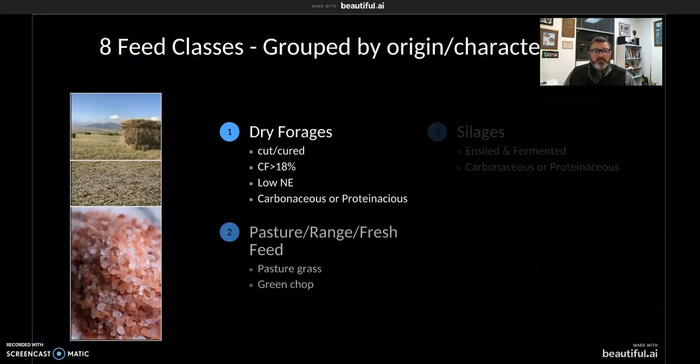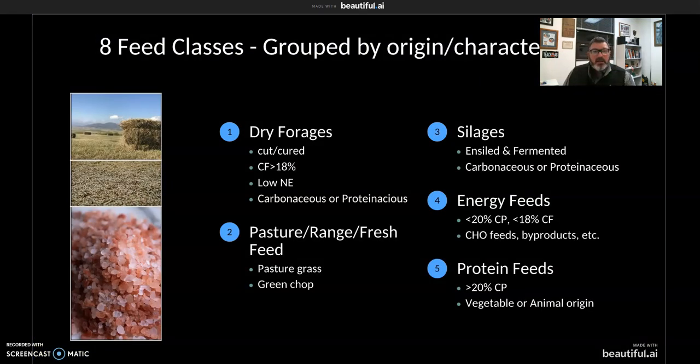Very quickly, 8 classes of feeds, and again they're grouped by origin and characteristics. And the first one that we'll hit on, and then in some subsequent slides we'll give you some more detail on these. But first things first, the dry forages, which are of course cut and cured feeds. Generally speaking, crude fiber characteristics greater than 18%. Pretty low net energy as far as they go. And they could be carbonaceous or proteinaceous, which is to say they are a carbohydrate type feed or a protein type feed. And we'll get into that as we look at those in more detail.